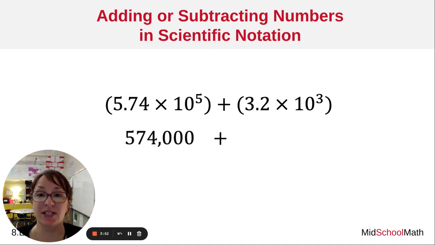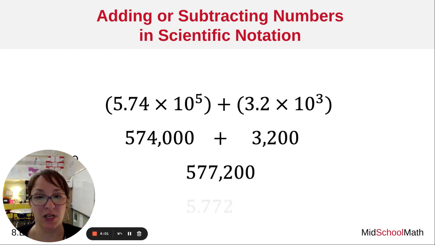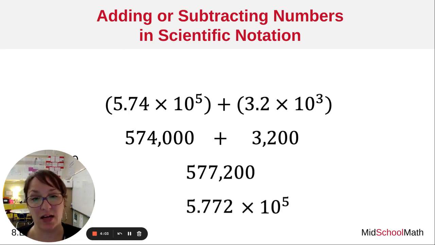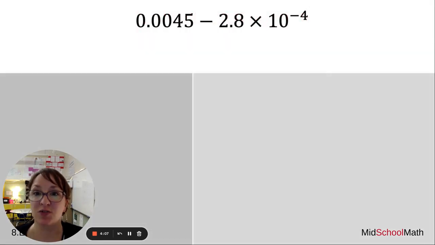If we move these into standard form, we're going to recognize both positive exponents means that these are bigger numbers. We're going to move the decimal points, add them together, and then move it back into that power of 10 or scientific notation, whichever way works for you.